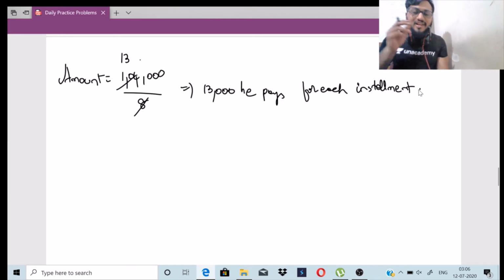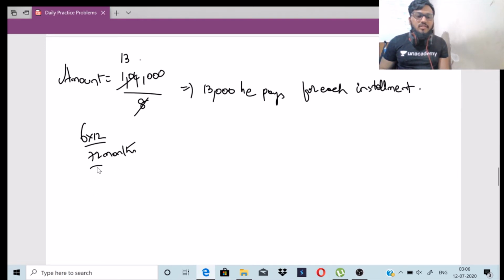Interest is calculated for 6 years, and he will be paying it over that period. So 6 into 12 is 72 months, right? He will divide 72 by 8. 8 nines are 72, so once every 9 months he will be giving the installment. You can understand it this way also: 12 sixes are 72, so 72 months, 8 installments, 72 divided by 8. So once every 9 months Tarun will be paying.